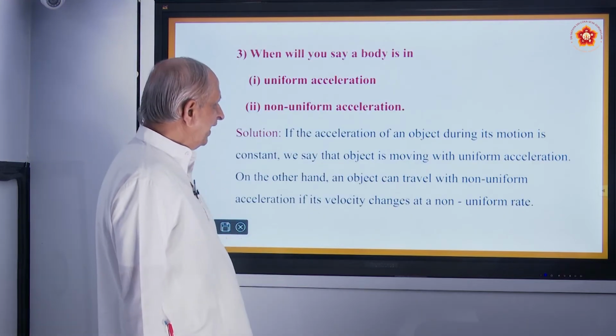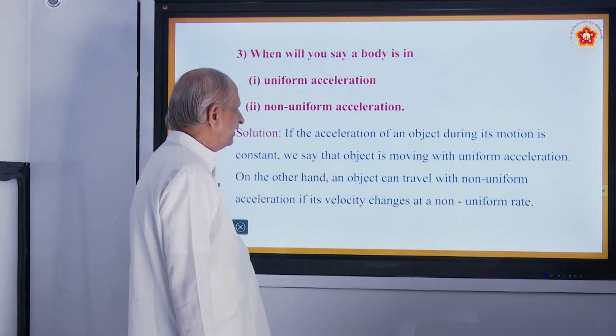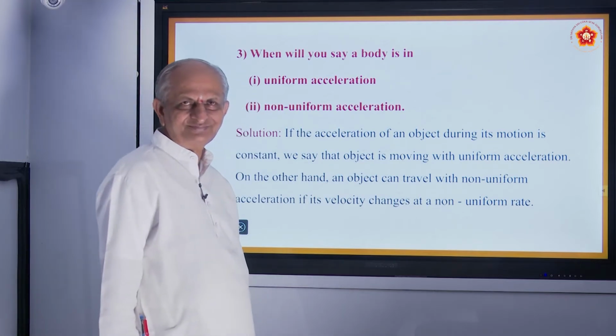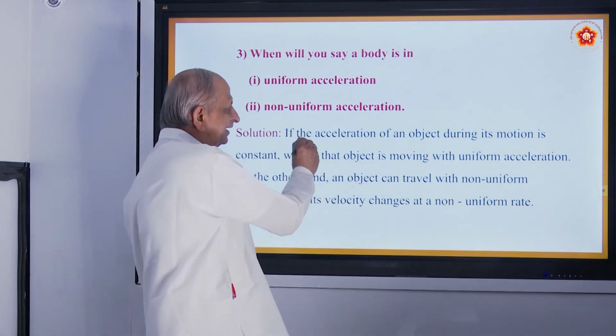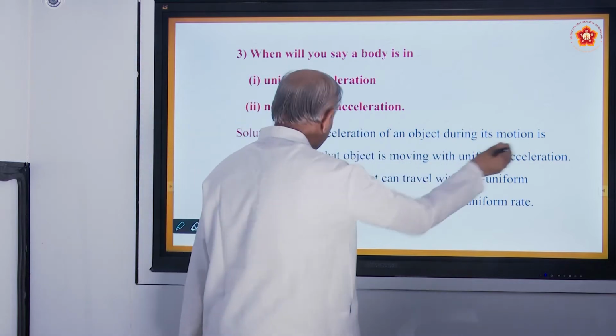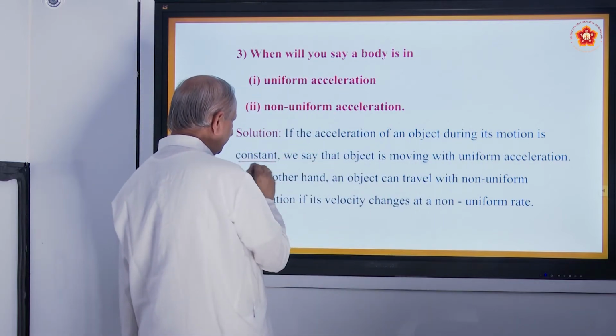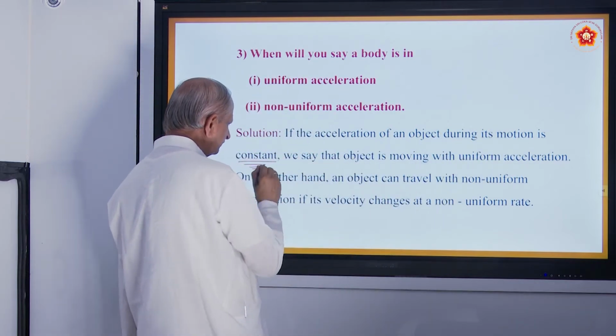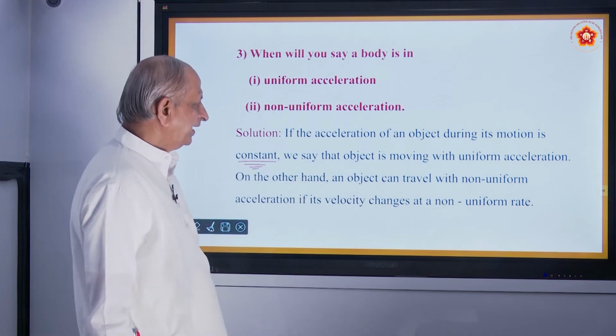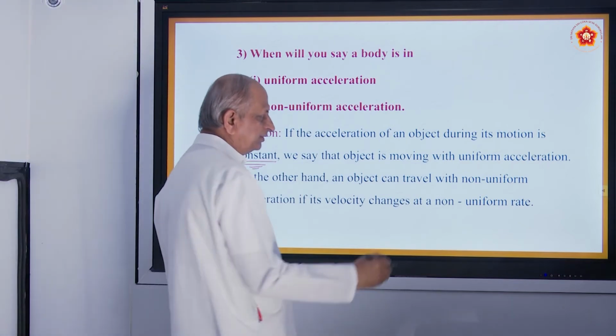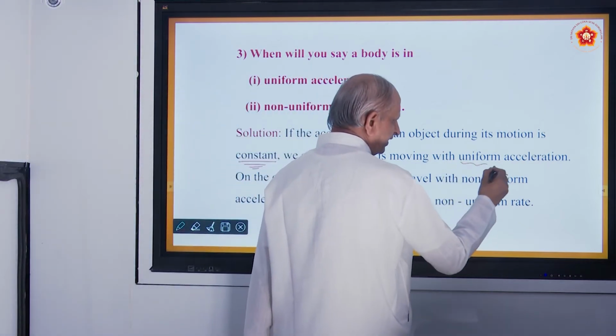When will you say a body is in uniform acceleration? If the acceleration of an object during its motion is constant, we say that object is moving with uniform acceleration.